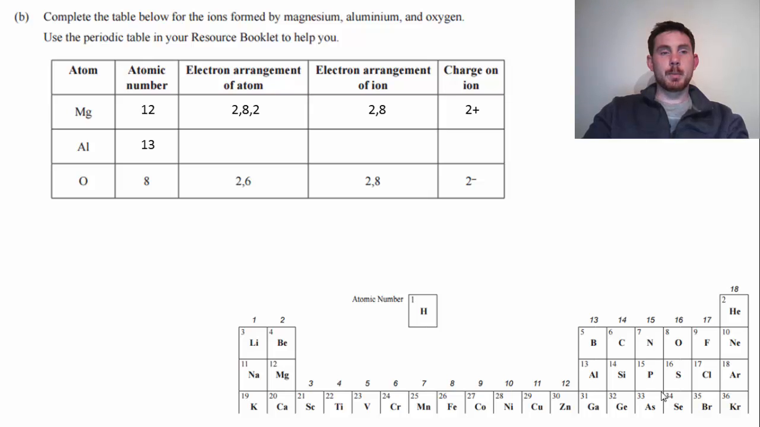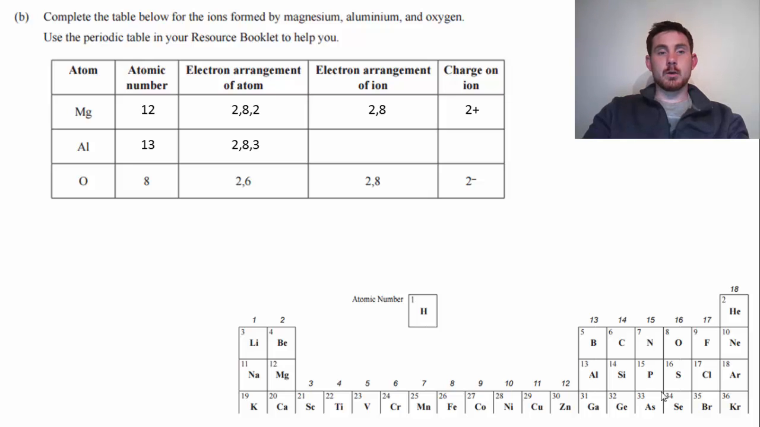On to aluminium. So we know the atomic number is 13. As an atom, it's going to have 13 protons and 13 electrons. And so we need to fill the electron shells with those 13. First shell will have 2. The next one will have 8. That's accounted for 10 of the electrons, leaving us with 3 in the third shell.